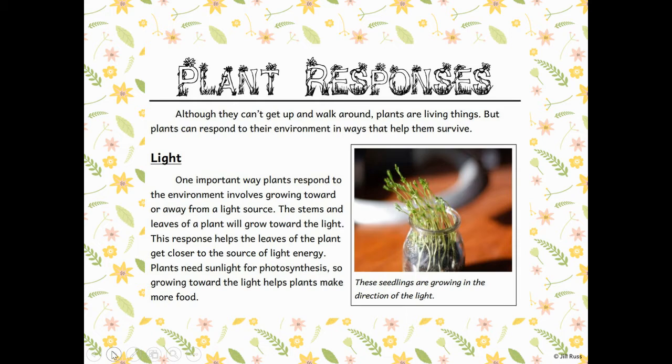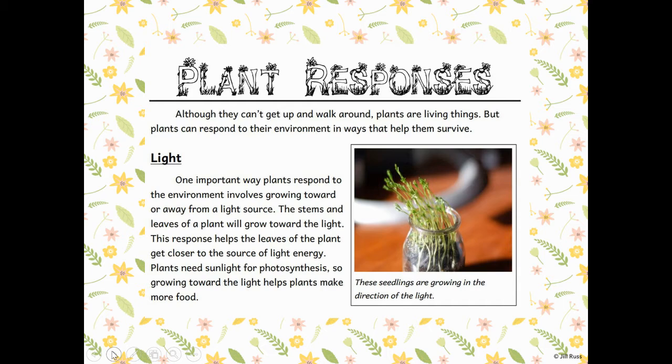One of the things in the environment is light. One important way plants respond to the environment involves growing toward or away from a light source. The stems and leaves of a plant will grow toward the light. This response helps the leaves of the plant get closer to the source of the light energy.